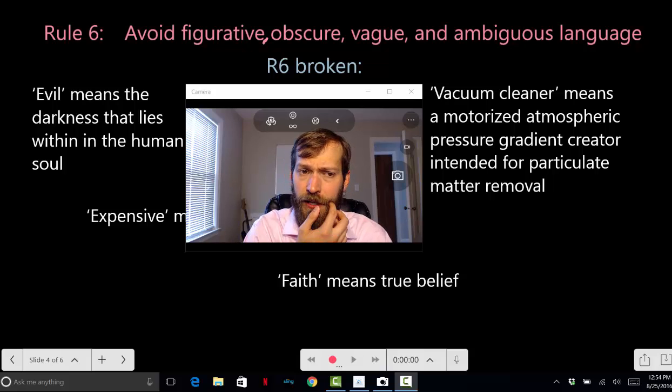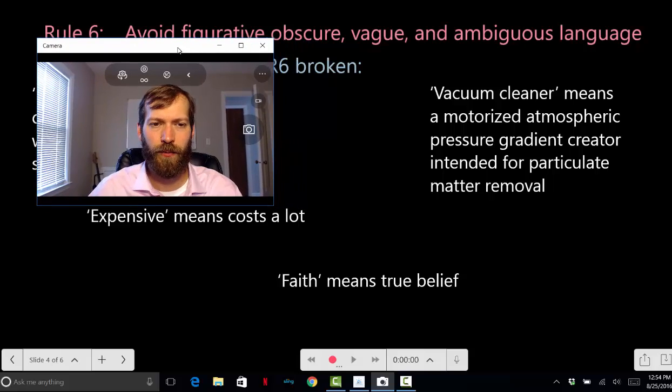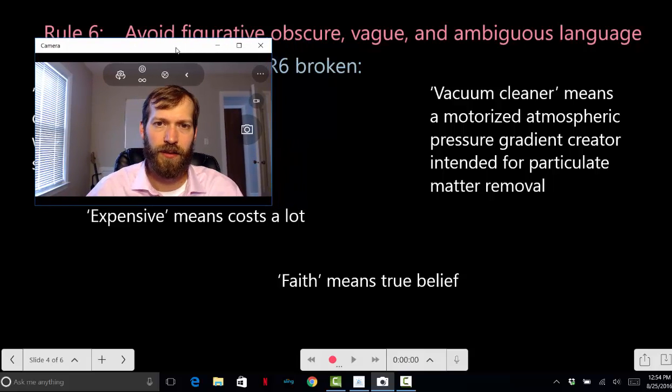Here's a case of figurative language. The word evil means the darkness that lies within the human soul. Right? Whatever darkness that lies within the human soul means. It's this figurative language, and it's hard. We have some sense of what that means, but not a full grasp of it.